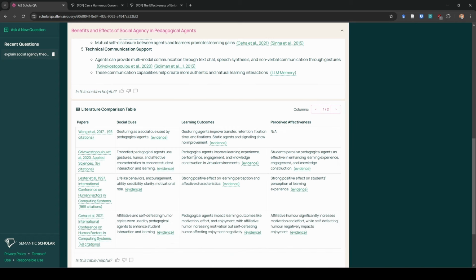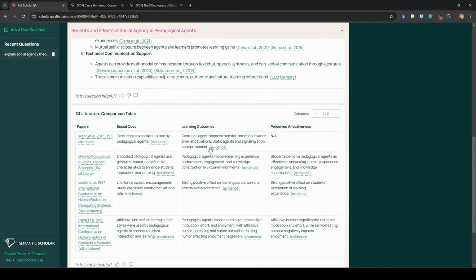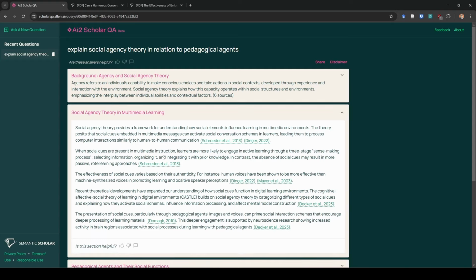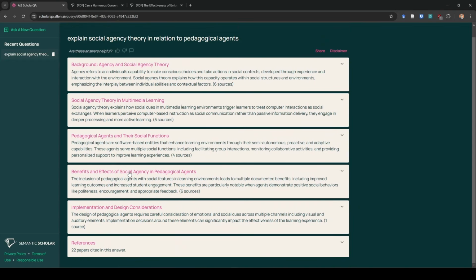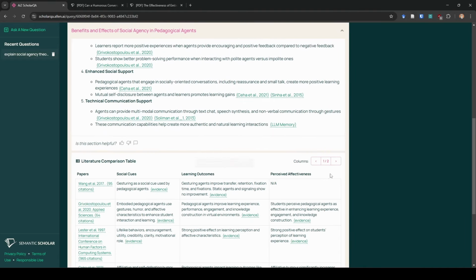Okay, so down here at the bottom, we have this literature comparison table, which I think is quite interesting and useful. It's giving us a little bit more information about each one of those things, and I believe that it does that for each of these. So let's just open up this one. No, only that last one has a literature comparison table. Interesting. I never noticed it before, so I'm not sure.